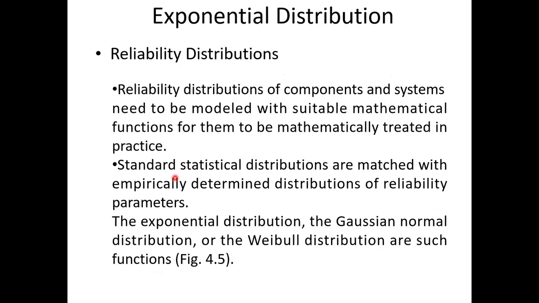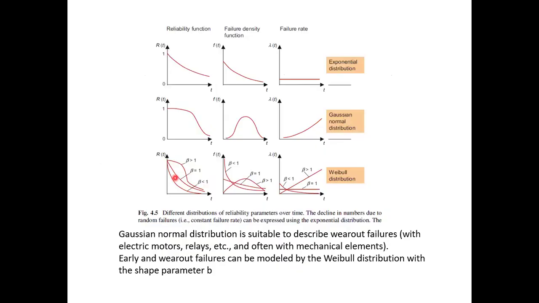So this is the way you can calculate the reliability parameters, and the exponential distribution is also there. With the help of this, you can calculate these three: reliability function, failure density function, and failure rate. So this will be done by exponential distribution functions. For the Gaussian normal distribution, using the formula you will also get them. The Weibull distribution depends upon the beta value. Based on the beta value, the reliability, failure density function, and failure rate will be defined.